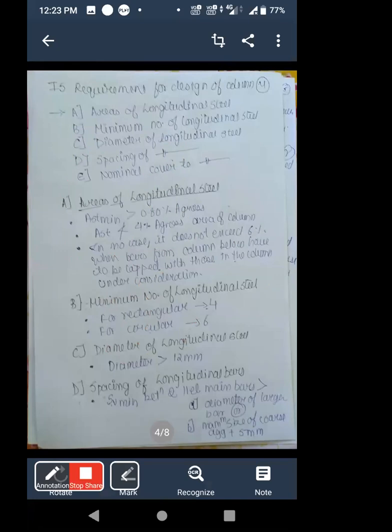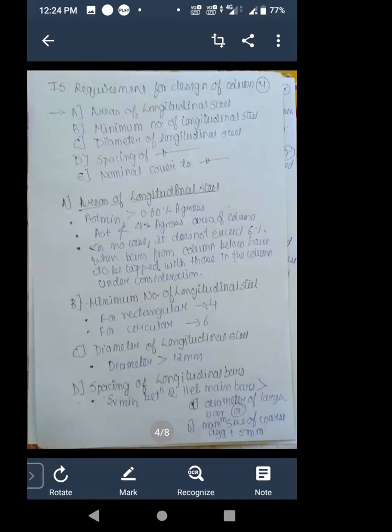This applies when bars from the column below have to be lapped with those in the column under consideration. Means, you can't provide steel bars up to a length of 2-story or 3-story; you have to lap them. When you are lapping, the area should not be greater than 6%.